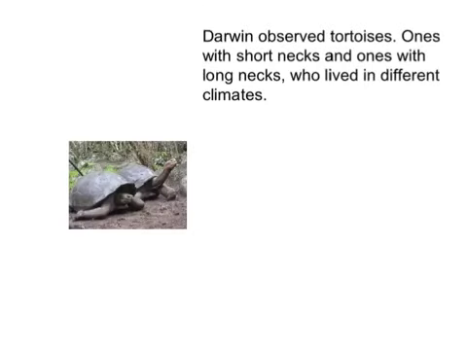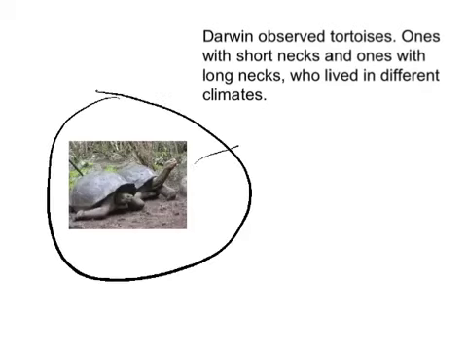So, we're still on the subject of examples, and as you can see in the text, Darwin observed tortoises, ones with short necks and ones with long necks, who lived in different climates. As you can see in the picture below, there are two full-grown tortoises. And that's really about it for the notes.